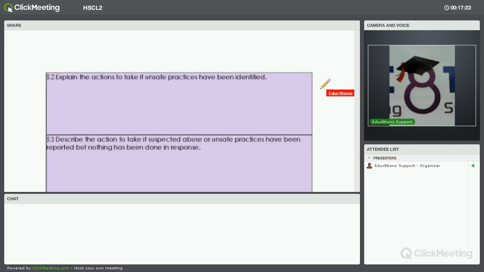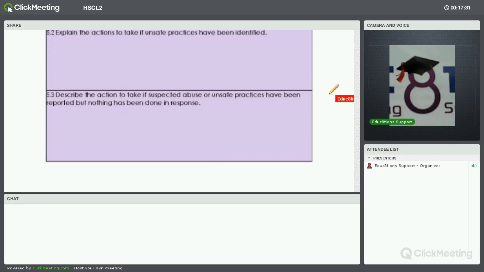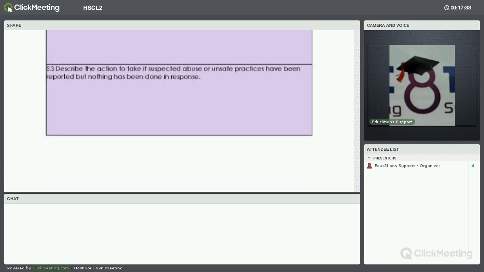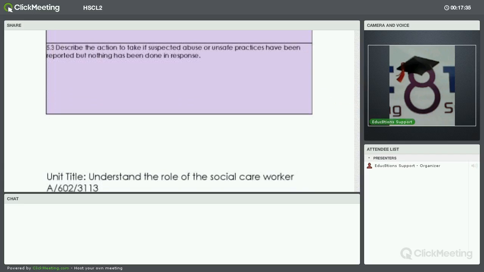So, have you noticed any unsafe practices at all as you've been working? Have you actually identified them? And what actions have you taken? Again, give me a scenario if you haven't. And certainly not the one I've just mentioned. So, 5.3 is to describe the action to take if suspected abuse or unsafe practices have been reported, but nothing has been done in response.